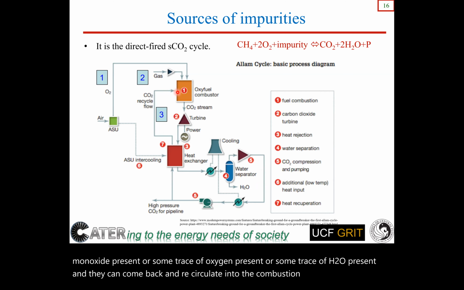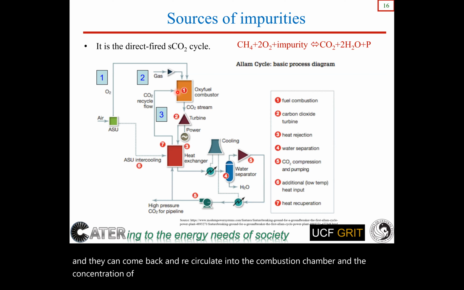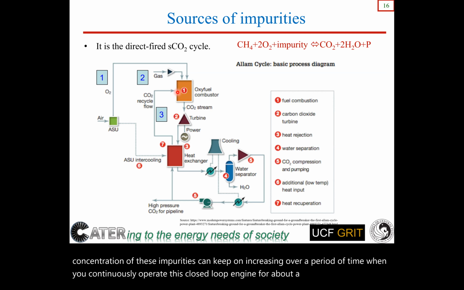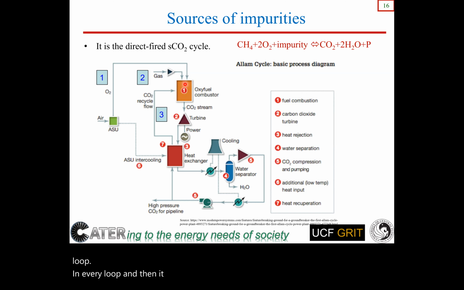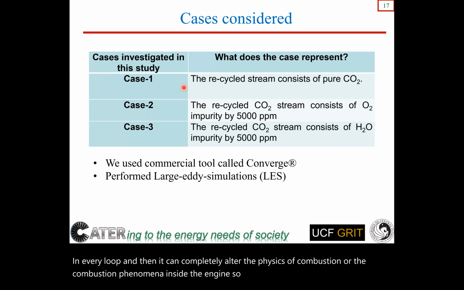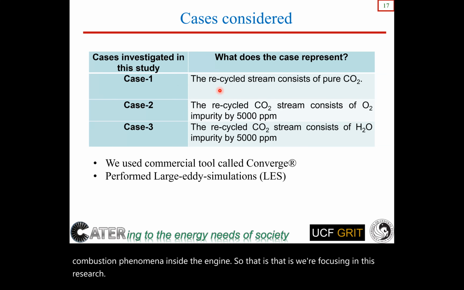And the concentration of these impurities can keep on increasing over a period of time. When you continuously operate this closed loop engine for about a week or a month or a year, the concentration of these impurities will keep increasing at every loop, and then it can completely alter the physics of combustion inside the engine. So we are focusing in this research on identifying the effect of those impurities.